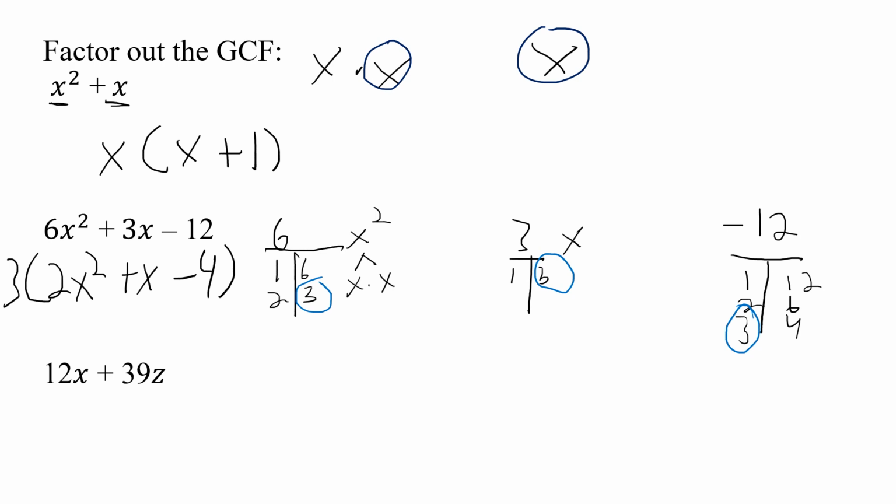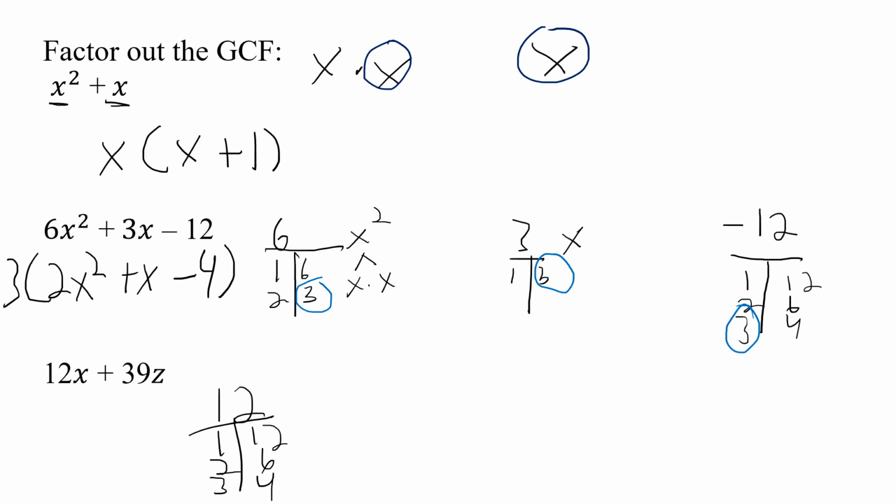Okay, that's great, but what if the variables are different? We have an x here and a z here. Well, x and z can be anything, but they're not the same, so they are not a common factor. x and z here are not common factors. They're not the same variable. Let's take a look at our numbers, 12 and 39. Well, 12 goes into 1 and 12, 2 and 6, 3 and 4. What about 39? Let's take a look at 39.